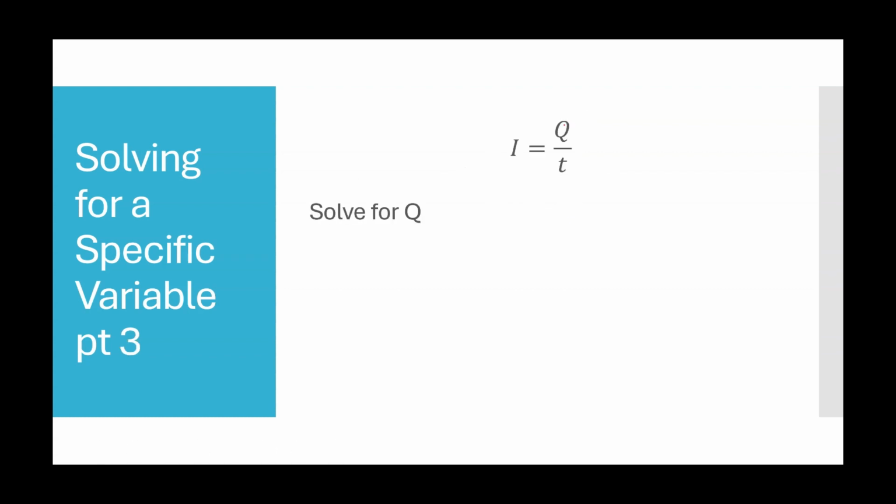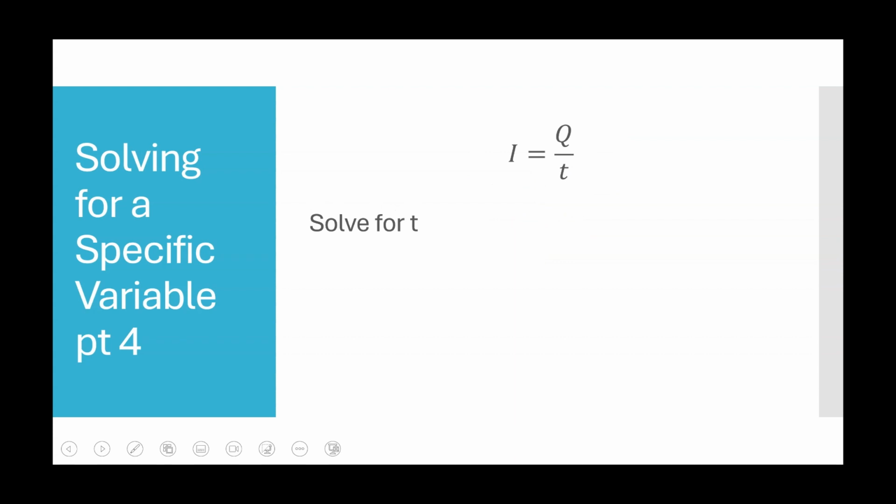On this one, I'm trying to get q all by itself, and I have I equals q divided by t. Don't forget that line in a fraction means divide. So to get rid of divide by t, I'm going to multiply by t on both sides of my equation. T times I equals q. I'm done. So nice.